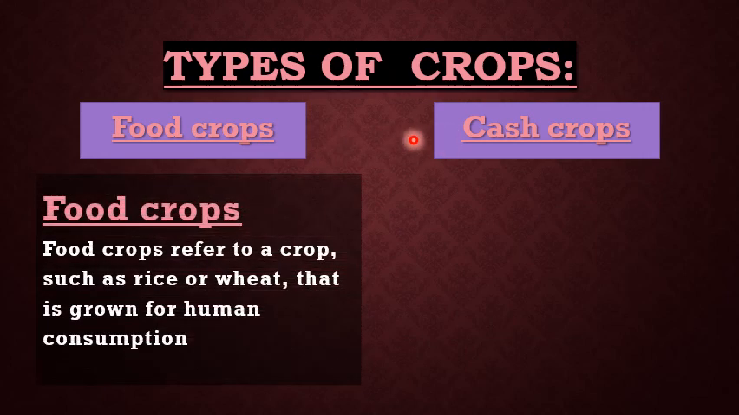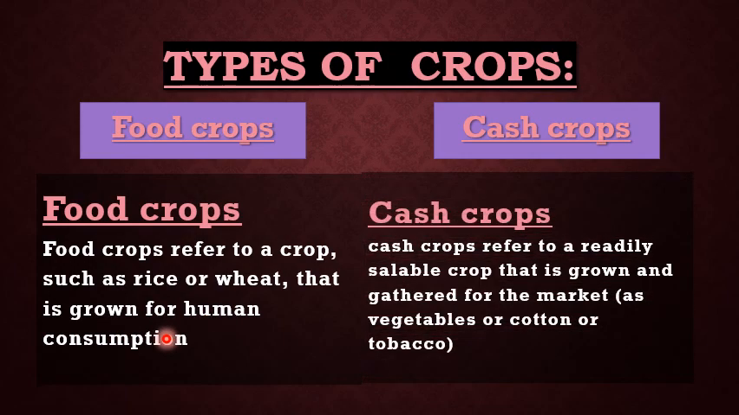Food crops refer to crops such as rice or wheat that are grown for human consumption. On the other hand, cash crops refer to readily sellable crops that are grown and gathered for the market. These include vegetables, cotton, tobacco, etc.